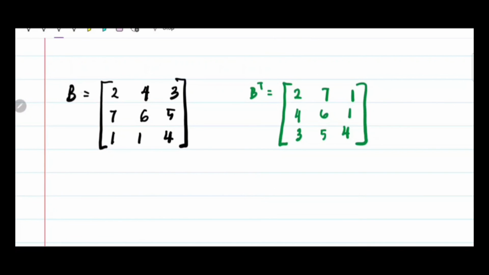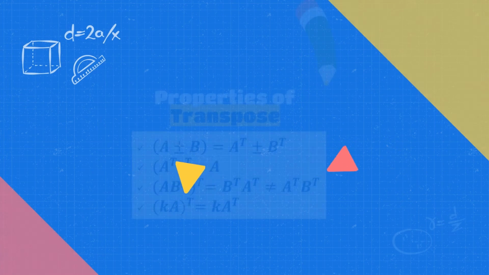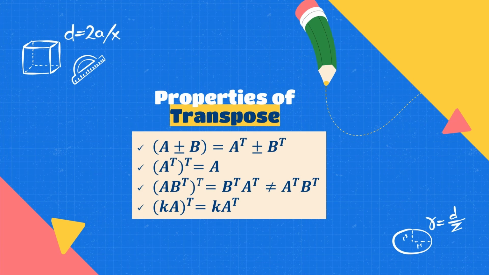For the next example, matrix B, the order for matrix B is 3 by 3 and the order for B transpose is 3 by 3. In order to get the B transpose, we must interchange the first row of matrix B with the first column of matrix B transpose. Then we repeat the same thing for the other rows until we have interchanged all of the rows. Here are some side notes on properties of transpose.